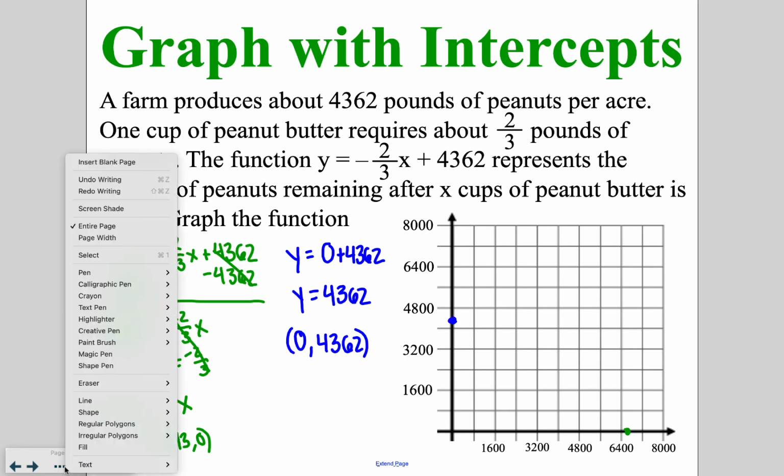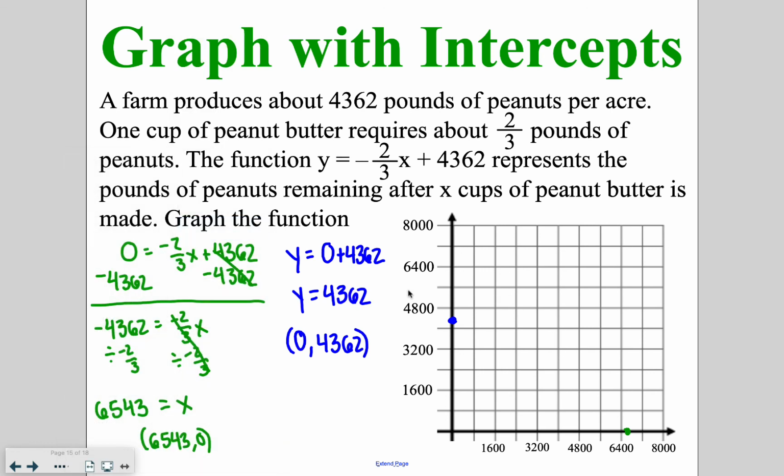Now, for these word problems in particular, this is the only time you are not going to put arrows on the end of your problem. Reason being, you can't go to the left, you can't go into a negative number of cups of peanut butter, and we can't go into negative pounds of peanuts. So in these word problems, this is going to be the only time where you don't actually put arrows on the end of your graph, because there is a reason that you have to stop at those 0 values.